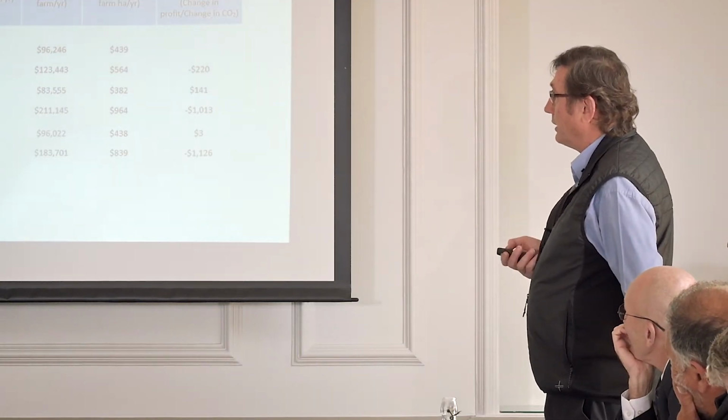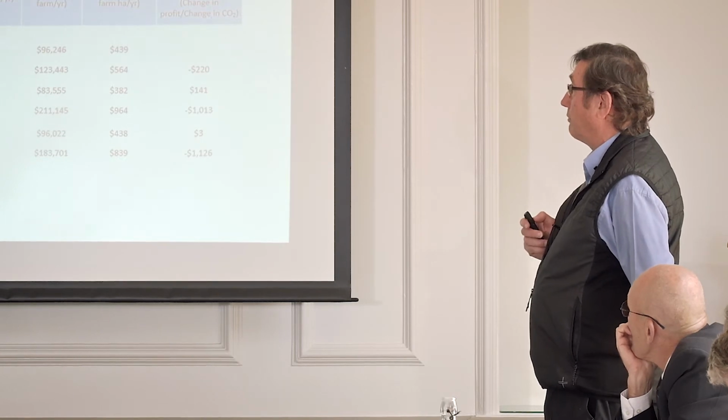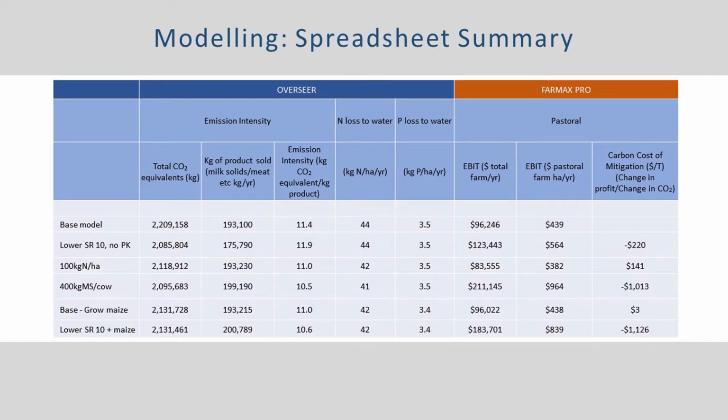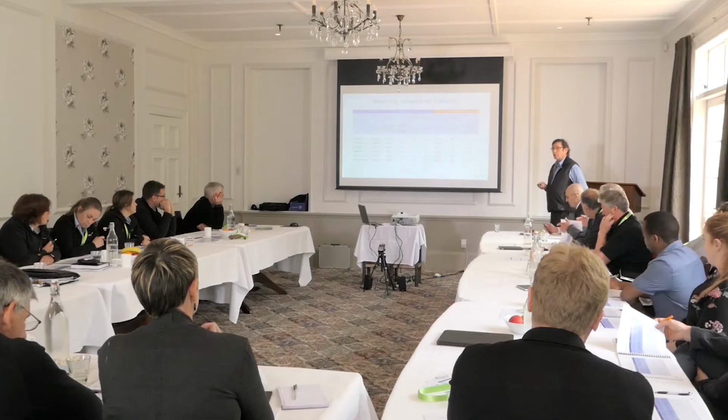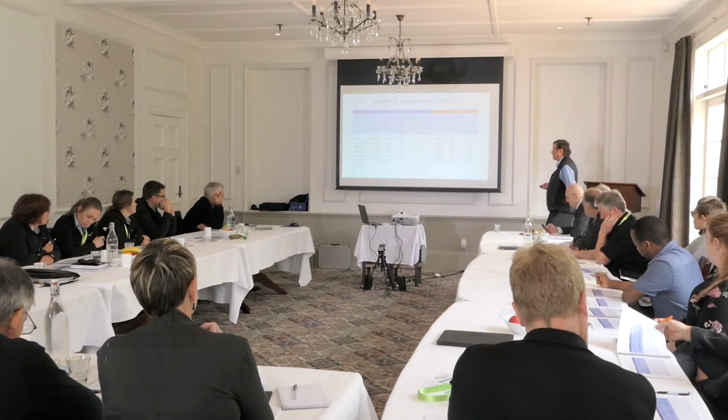We've then put in the profitability type data from FarmAX, and we can work out the change in profit over change in CO2, which is a shadow price if you like. So the smaller that value is, the easier it is to mitigate that carbon. The higher that price is, the more difficult it is to mitigate. So you get negative figures like this. It means the farm should be doing it already because it's got nothing to do with carbon. It's just improving the overall profitability of the farm operation.